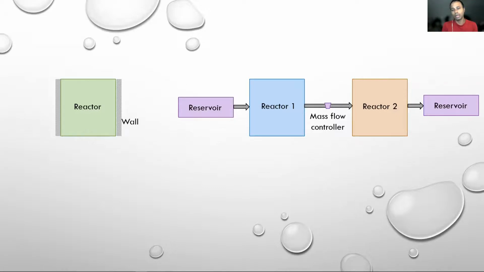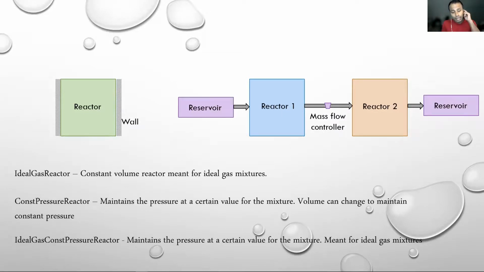But yeah, all the other elements connecting the reactors together, reservoir, mass flow controller, etc., are not essential. They may be needed as the problem demands, but that we'll see in the future. And so finally, these are three of the most commonly used reactors in Cantera.